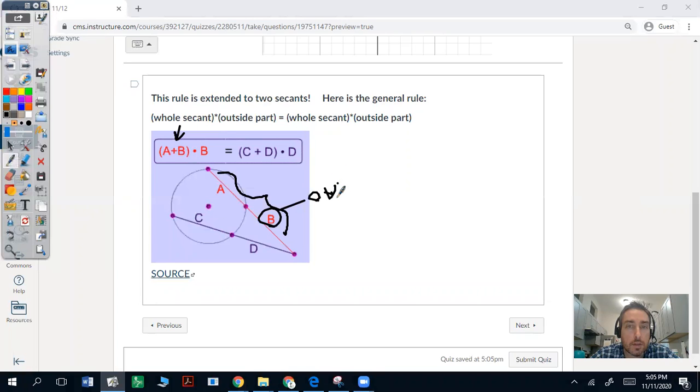Okay, so your outer is going to be the part that's coming to the point there on the outside. So multiply that times b, and do the same thing here. The whole thing is going to be c plus d, and then you multiply that by d. So those two products are equivalent in a circle, and you can look at the source for a little bit more explanation of that. So let's do a couple practice problems.